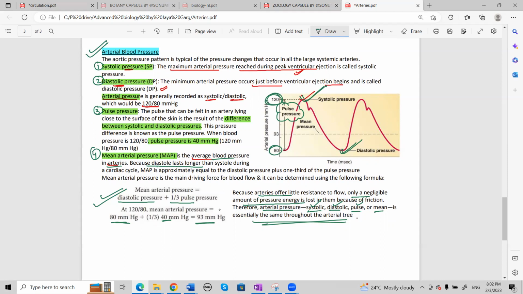I hope this video will be helpful for you to learn all the numerical questions related to this topic. And why we say arterial pressure is important: the elastic fiber is responsible for stretching when the ventricles are contracting, and though the ventricles are relaxing, pressure is still there in the artery because elastic fiber helps the arteries to recoil back.